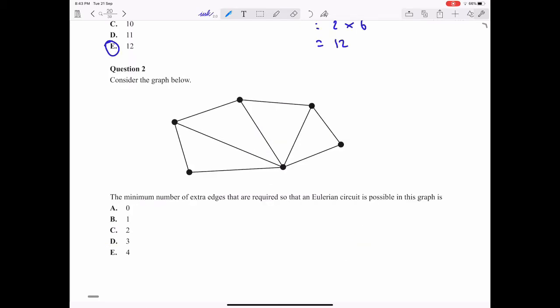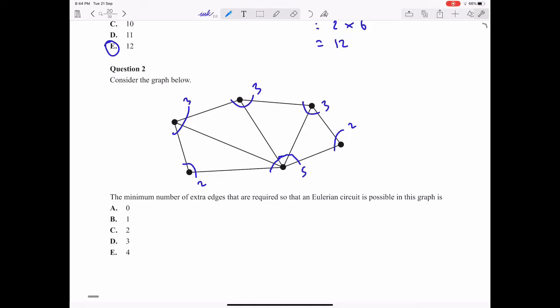Question 2, consider the graph below. The minimum number of extra edges that are required so that an Eulerian circuit is possible in this graph. So you should know that the graph of an Eulerian circuit always has even vertices. So if you look at this graph over here, we have an odd vertex here, even vertex here, odd vertex, even vertex, and 1, 2, 3, 4, 5 odd vertices.